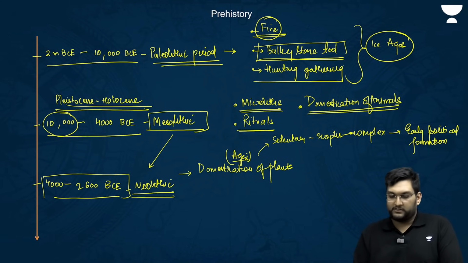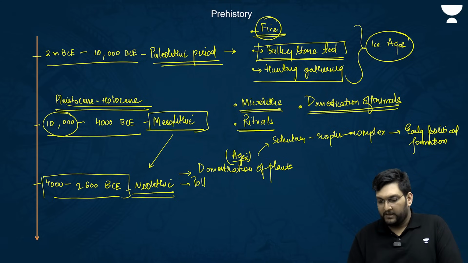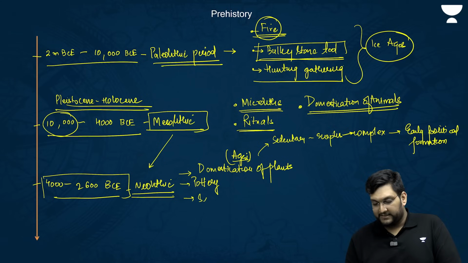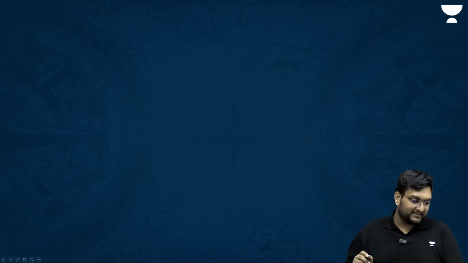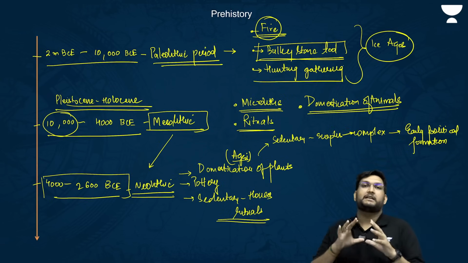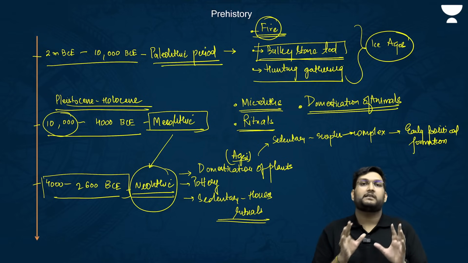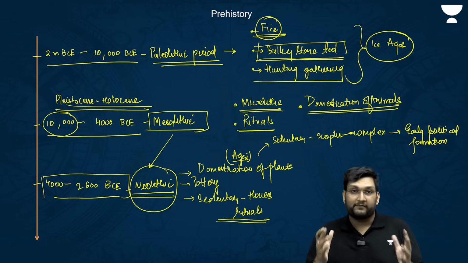With domestication of plants you also get pottery for the first time, because you need to store the plants itself. And last but not the least, there is a need for sedentary life, so the houses become more permanent and the rituals become more elaborate. Neolithic is that period which basically is considered as the starting point of civilizational understanding. That is why it is also called the Neolithic Revolution.